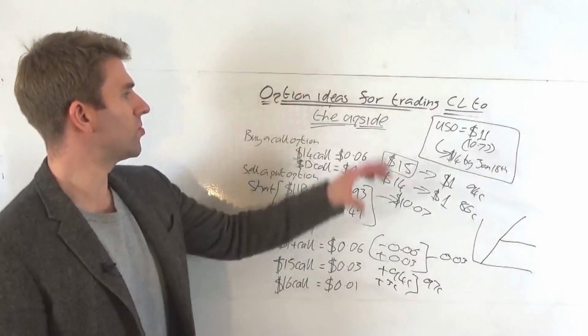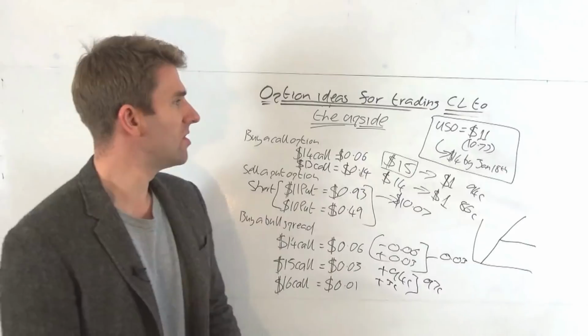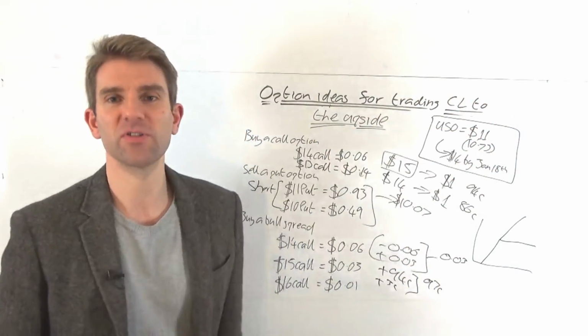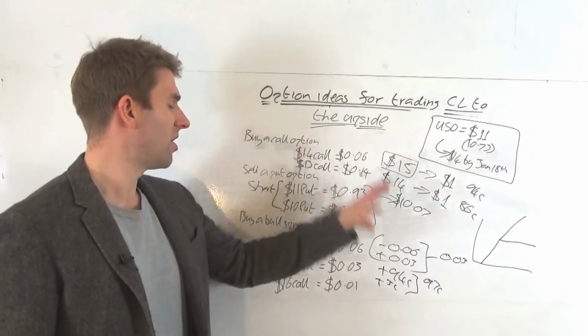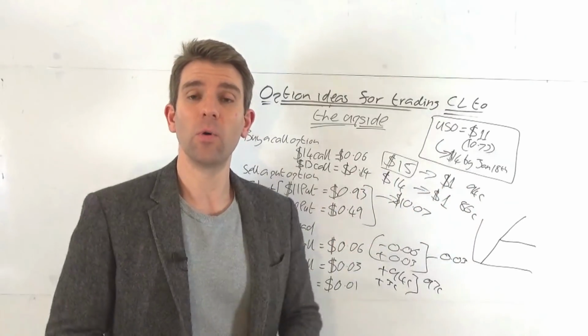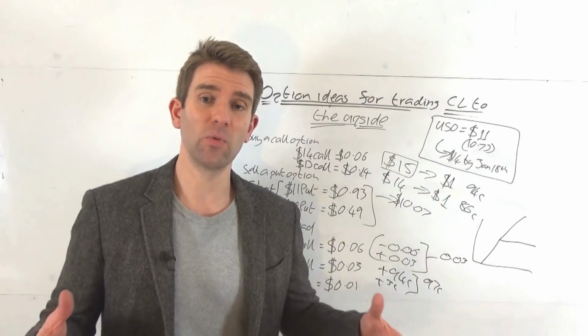Anyway, guys, those are option ideas for trading crude oil to the upside. I've said CL, that's a futures contract. In fact, you're better off trading USO, like I say, but those are some different ideas and strategies you could do, which you can kind of put your own numbers in and work out for yourself wherever we're trading at the moment when you're watching this video.